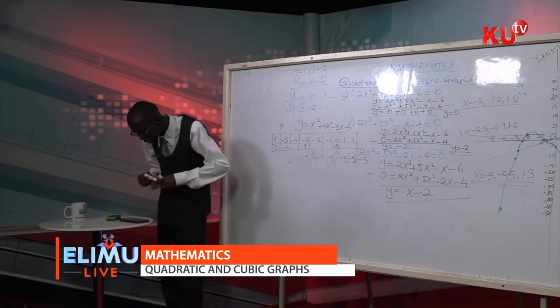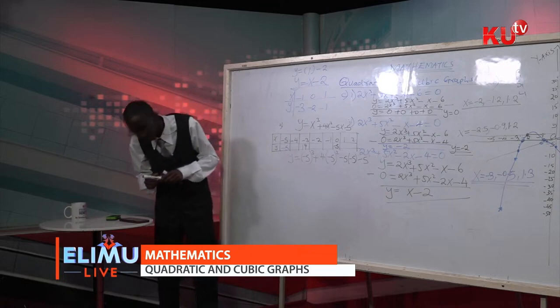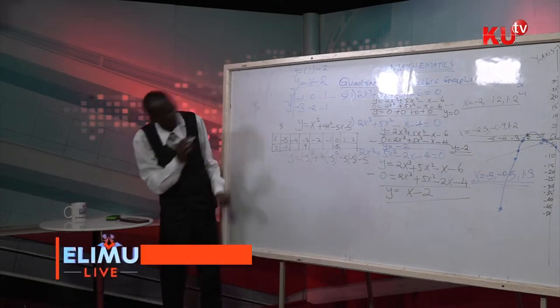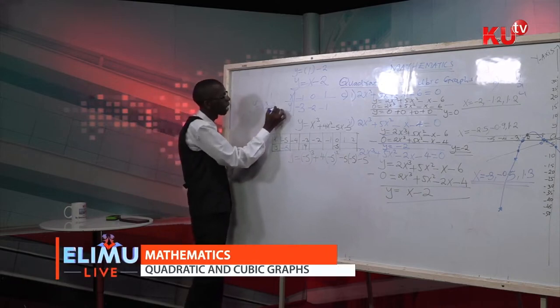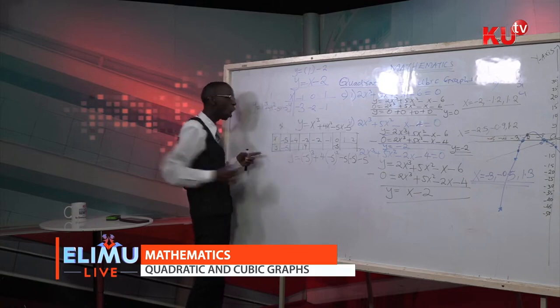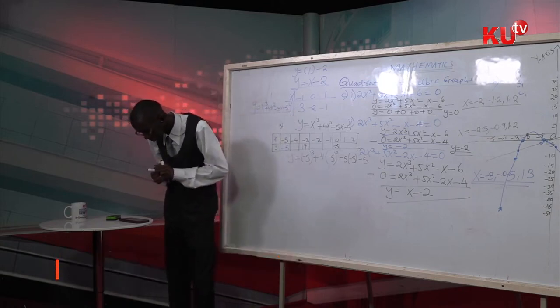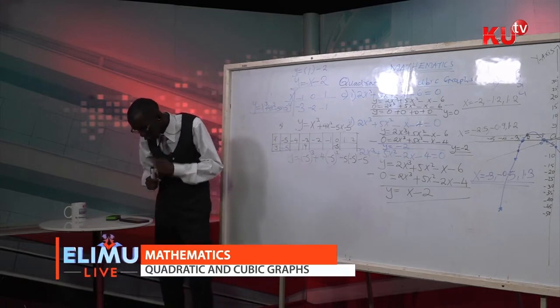So let us write part B of the question. On the grid provided, draw the graph of y equals x cubed plus 4x squared minus 5x minus 5. On the grid provided, draw the graph of that equation.